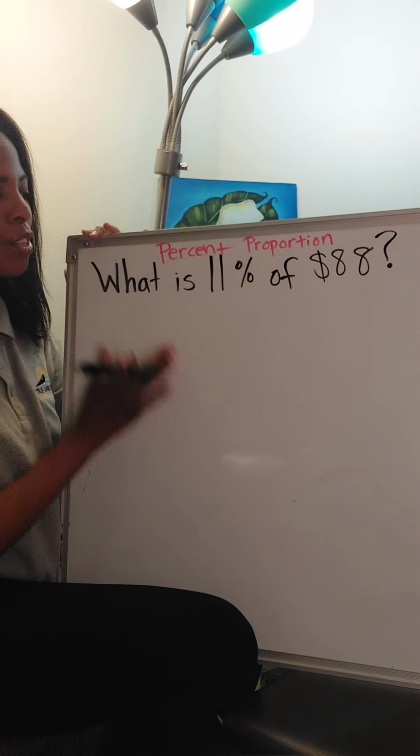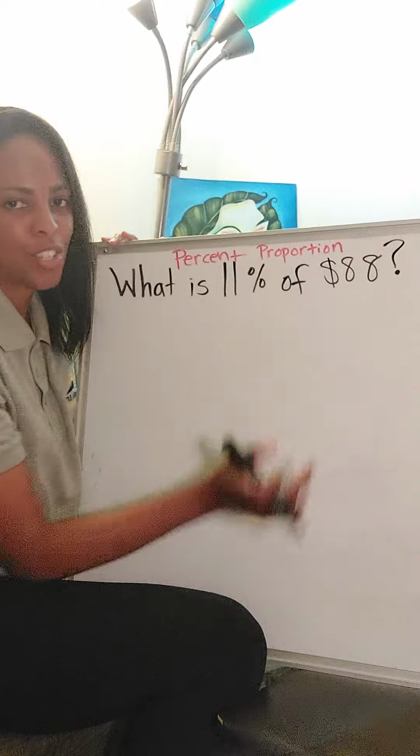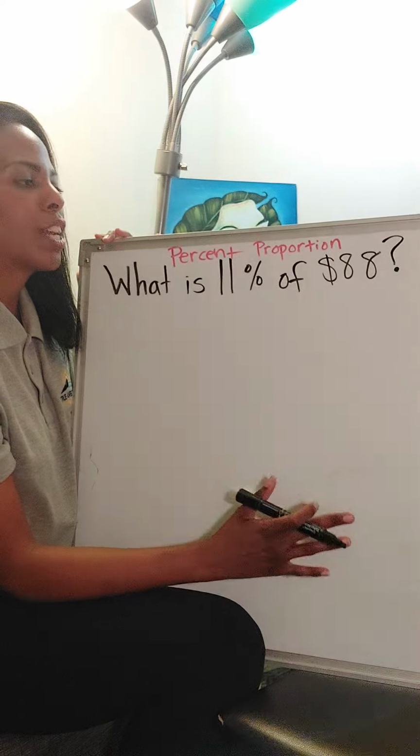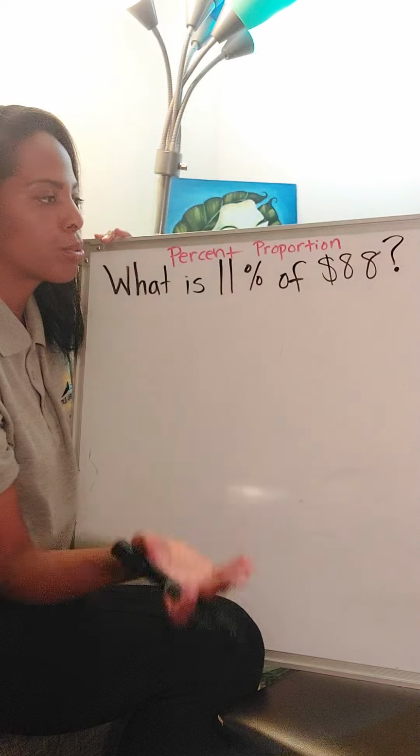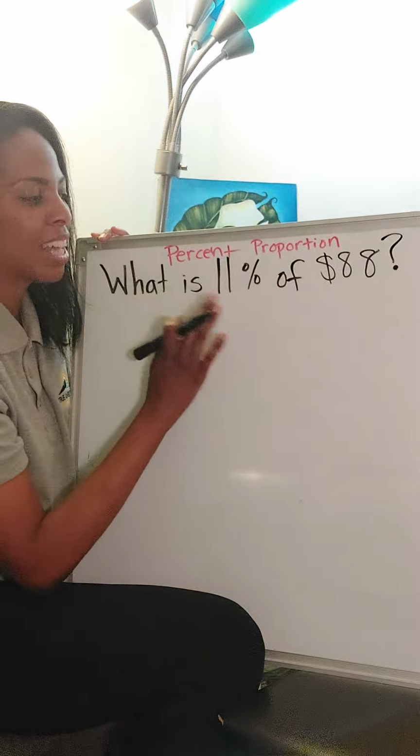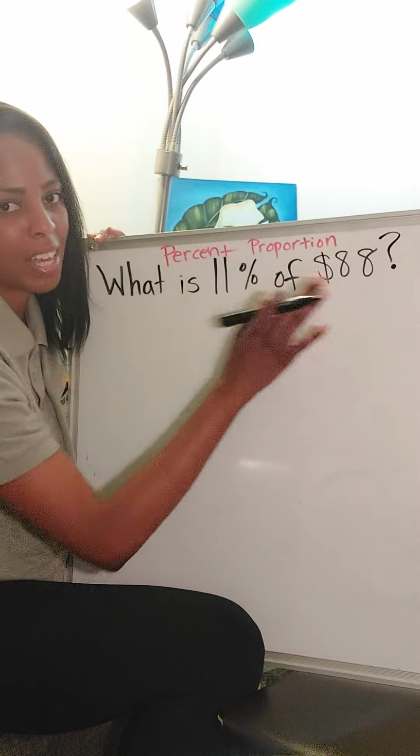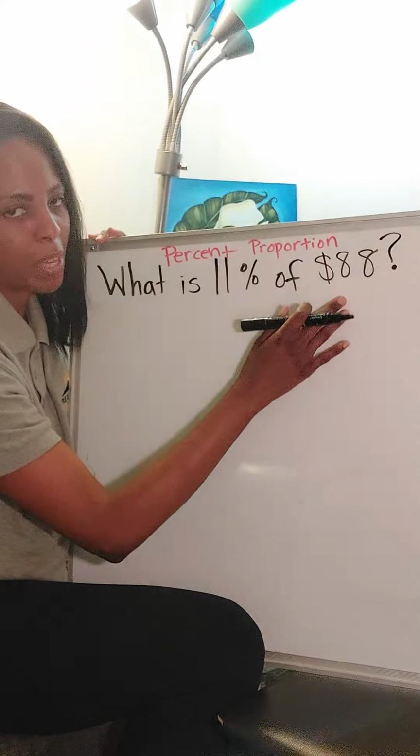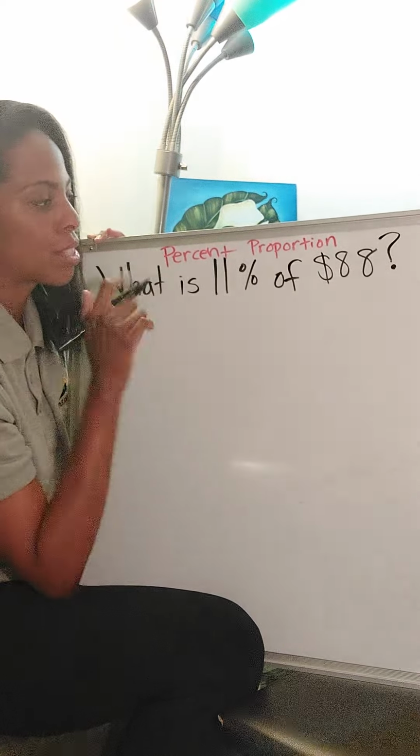The question is, what is 11% of $88? So let's say you are buying something at the store, let's say shoes, and the shoes cost $88, but there's an 11% discount. So you're going to get 11% off of 88. You're not going to have to pay $88. It's going to be 11% less than $88.